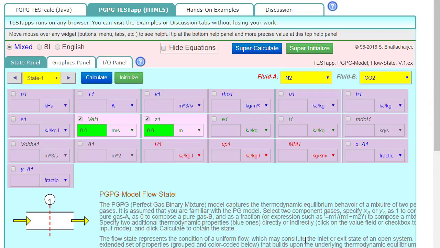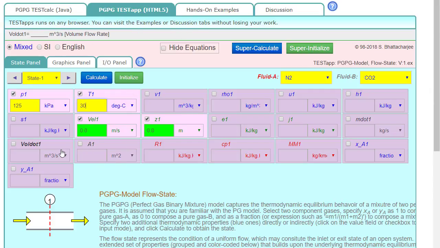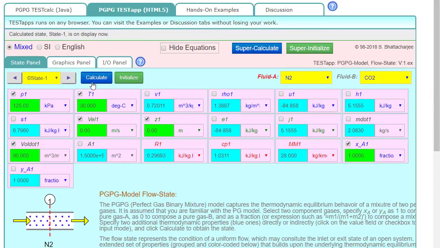And so we're going to treat state 1 as if it were just the nitrogen by itself. So we'll enter the parameters given, 125 kPa, 30 degrees Celsius, and a volume flow rate of 90 meters cubed per minute. And since we're treating this as if it were just the nitrogen, the mass fraction is going to be 1. And calculate. Get the rest of our properties.